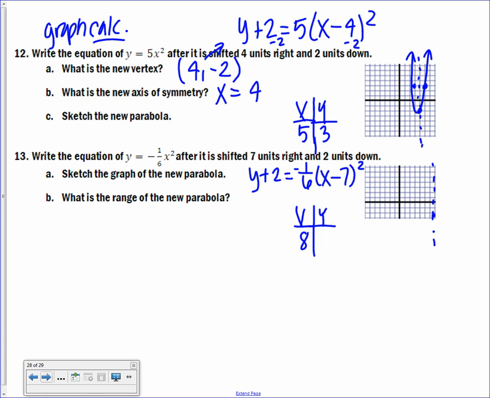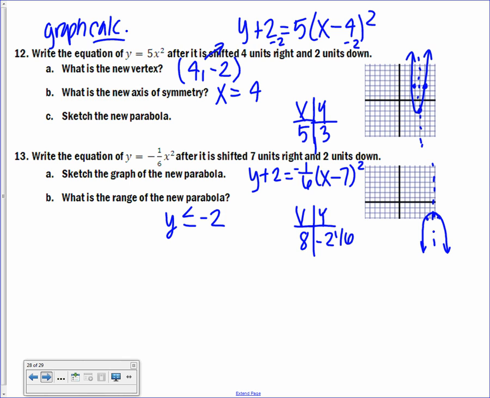So 8 minus 7 is 1. 1 squared times negative 1/6, minus 2 would be negative 2 1/6. So that would be a little lower here. And then we would have this looking parabola here. Okay, so then my range would be below that vertex. So it'd be y less than or equal to negative 2.